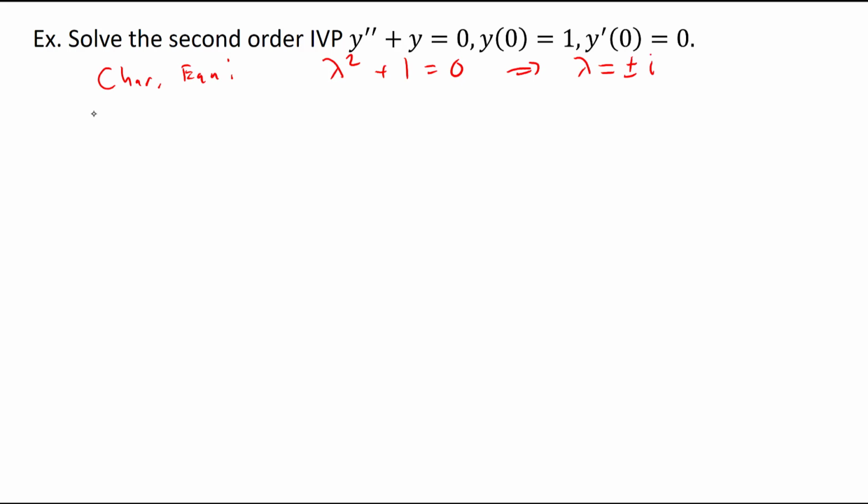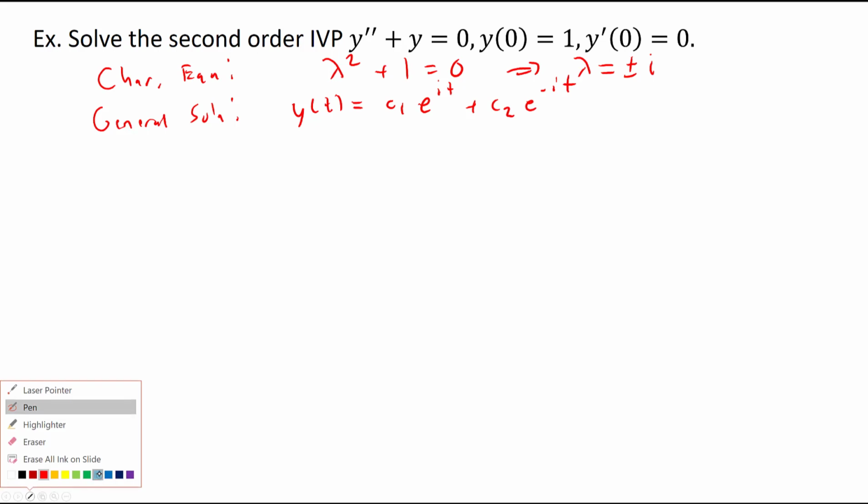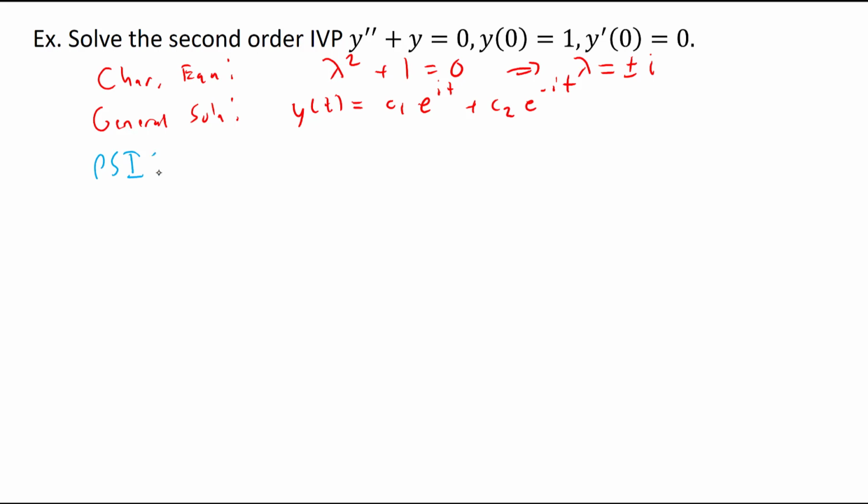So we know that our general solution to the differential equation is going to be a linear combination of two complex conjugate exponential functions, e to the it and e to the negative it. So where do we go from here? Well, at this point, we want to calibrate this solution to our initial conditions, so we need to plug in. If we're going to plug in, then we also need to calculate a formula for y prime of t, which it's pretty easy to see is i c1 e to the it minus i c2 e to the negative it.